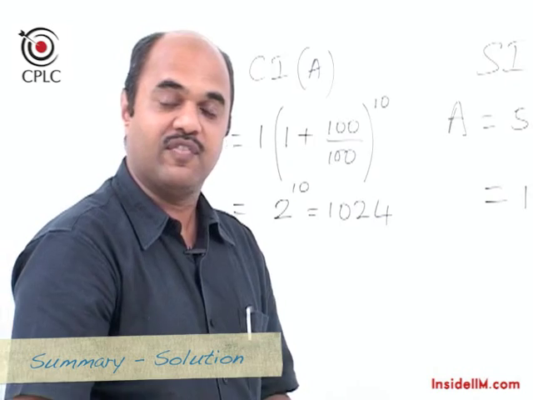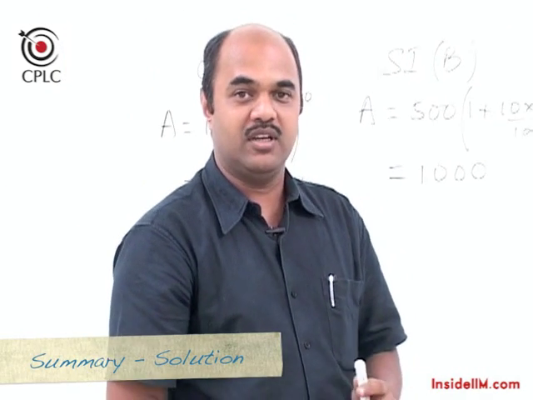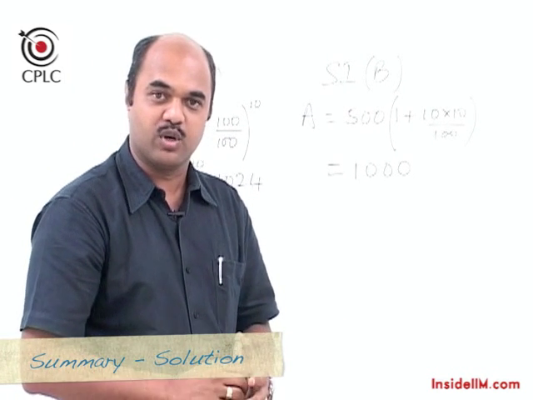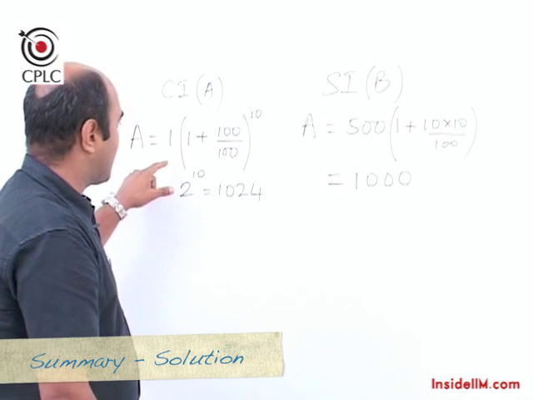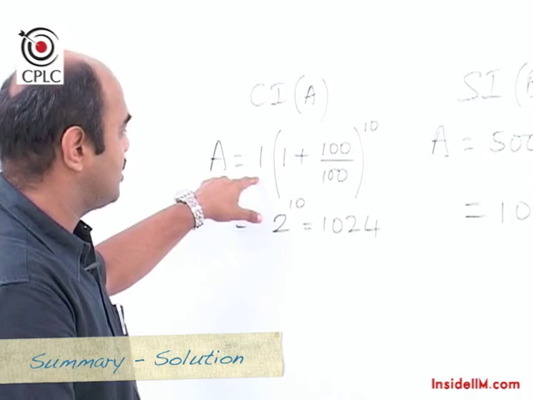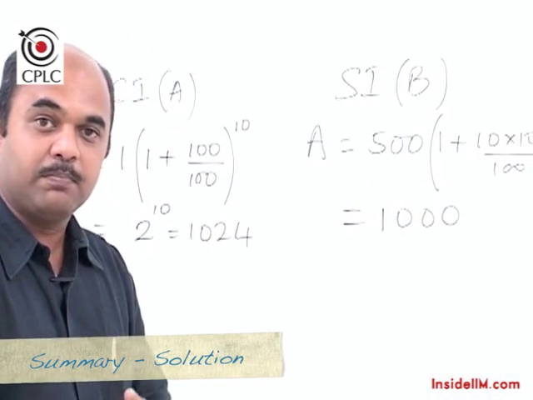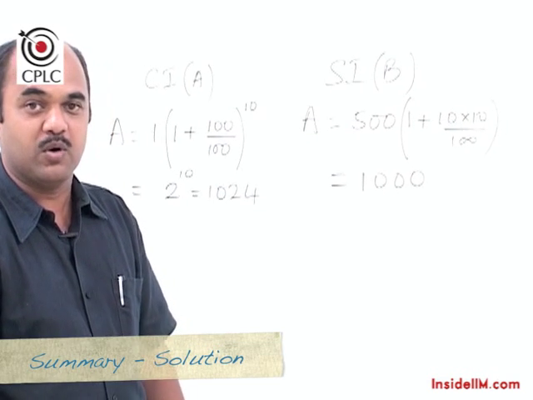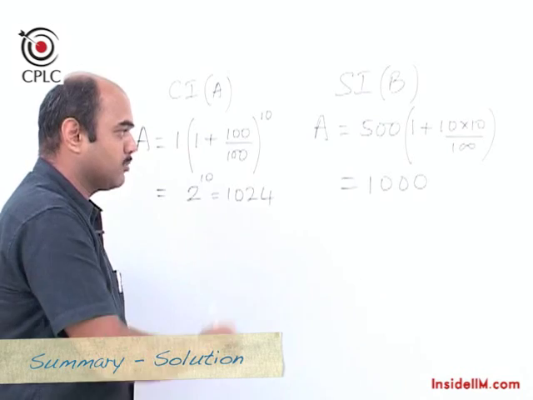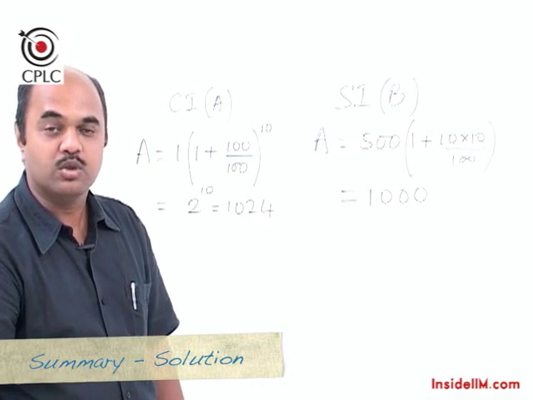So effectively we find that the person who has piggy bank A ends up with more money, and this also proves that compounding is a very, very powerful concept, and we should never get carried away by the initial amount that has been put in, which in this case was only 1 rupee, whereas here it was 500 rupees. But the powerful concept of compounding means that person A ends up with more money as compared to person B.